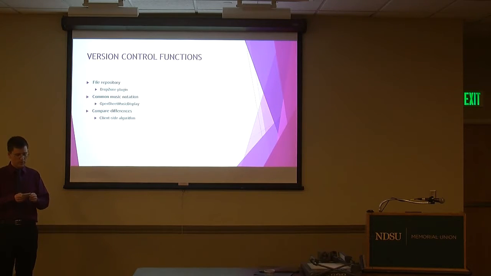Another element that we're implementing to help composers manage their versions is an engine to display that music in common music notation, and that's with an engine called Open Sheet Music Display. I'll show you an example of that here as well. And finally, we also want the ability to compare differences between versions so that the composer can easily see what exactly has changed between those different versions. That turned out to be a good exercise in data parsing, and I'll tell you more about that in one of the next slides too.